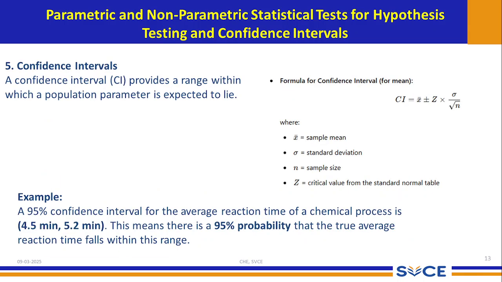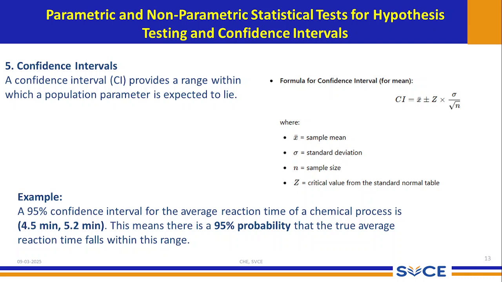Coming to the confidence intervals. A confidence interval provides a range within which a population parameter is expected to lie. The confidence interval is given as CI equal to x bar plus or minus z multiplied by sigma, the standard deviation, divided by the square root of n. Here, z is the critical value from the standard normal table.